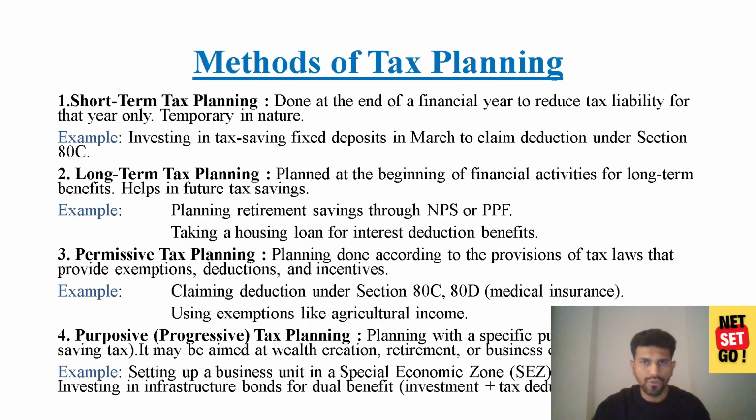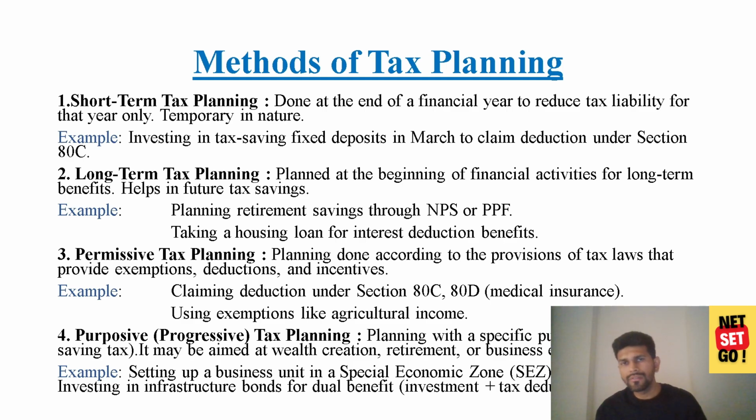What are the methods of tax planning? First, short-term planning. It is used at the end of the year for that financial year only. So if any person falls under the tax slab, he tries to invest the fund in some tax deductible investment so that under the section provided under the law, the tax liability will be reduced. For example, investing in tax saving fixed deposit or ELSS scheme of mutual fund under section 80C to reduce tax liability.